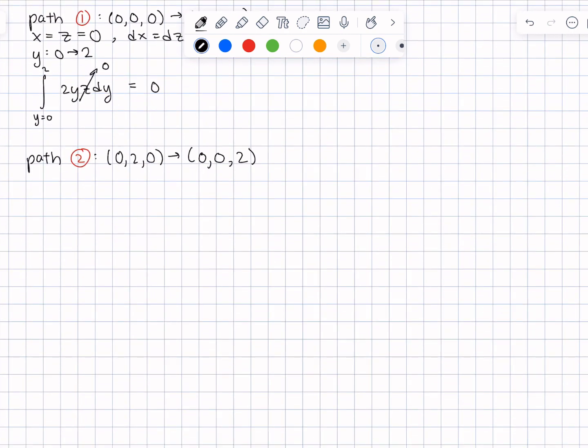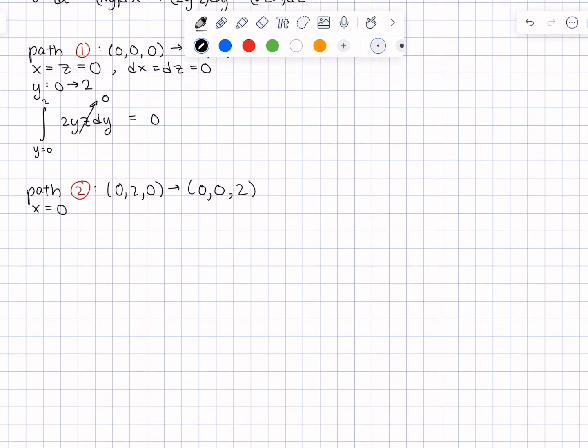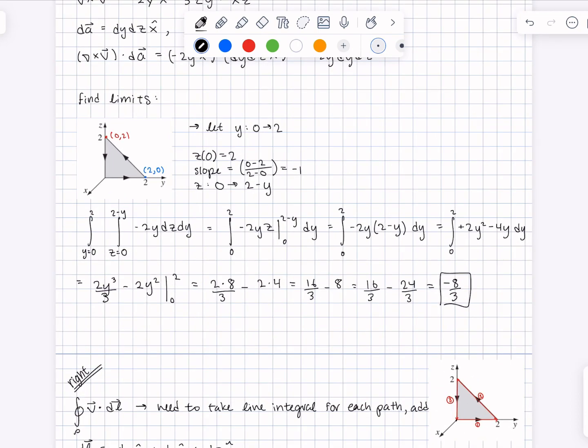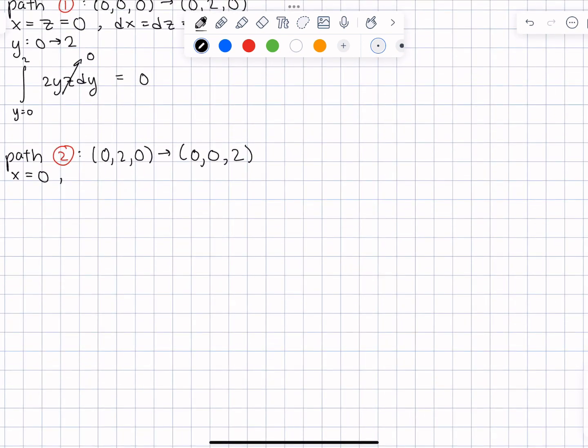And now here we can see that, again, x will remain constant at 0, but both our y and our z are going to change. However, since we are doing a line integral, we can't have two changing variables like this, so we need to make a function out of one of them in terms of the other, and we can just use what we found above, where we found that z goes from 0 to 2 minus y. We can just say here that our x equals 0, our z is going to be equal to 2 minus y.